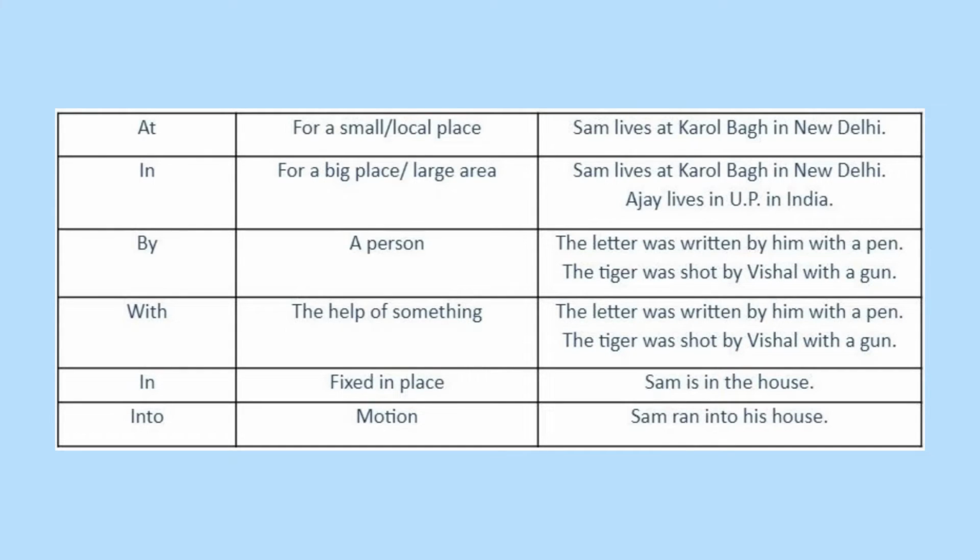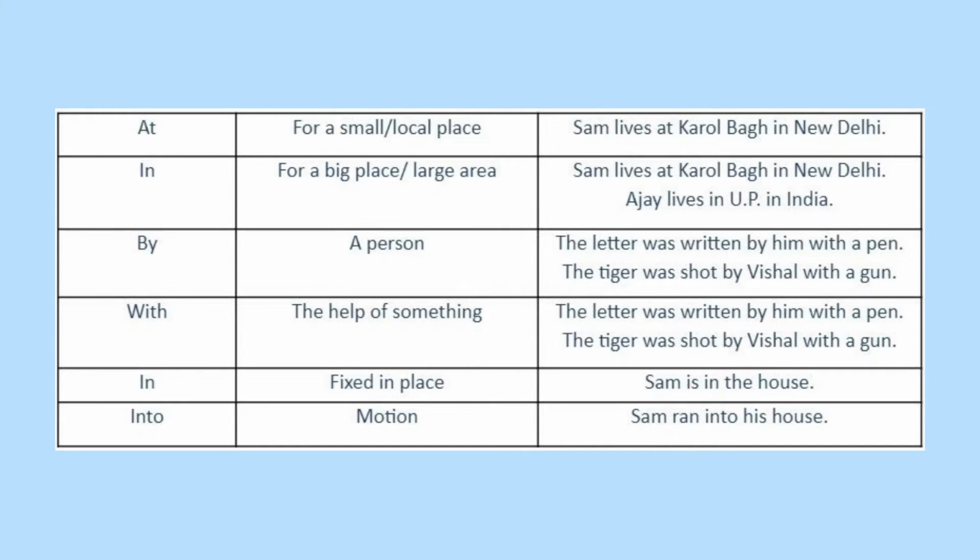Now the next is in. It is used for mentioning a big place or large area. Let us take the same example that we took for the preposition at. Sam lives at Karol Bagh in New Delhi. Here, New Delhi is a big place as compared to Karol Bagh, so the preposition in is used.